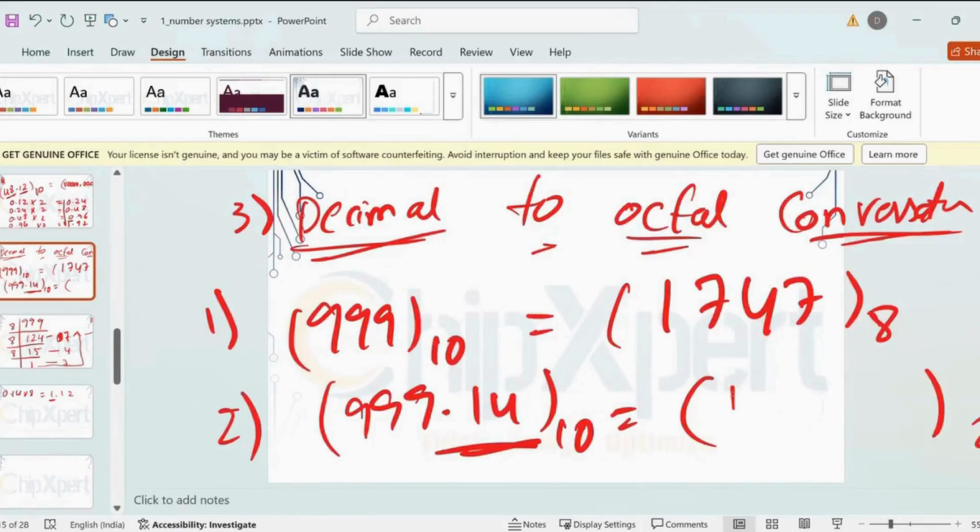So 1747.1 is my representation of 999.14 in the form of octals. If you have some other value, you need to follow the same process. If you have another decimal number and want to convert it to the respective radix, you need to follow the same procedure.